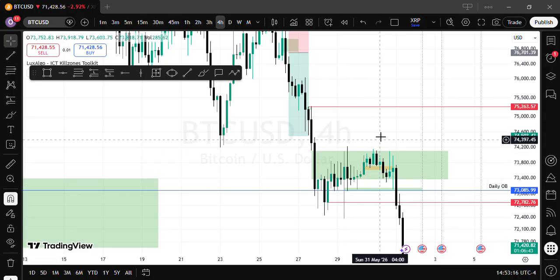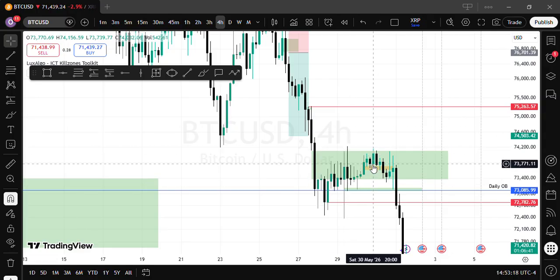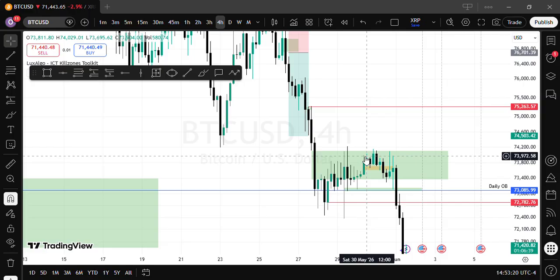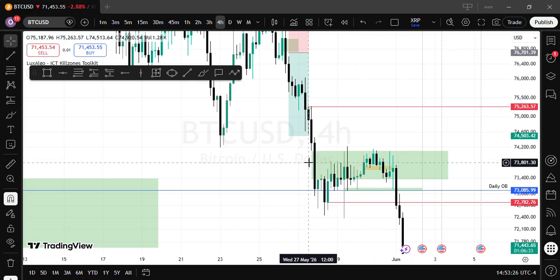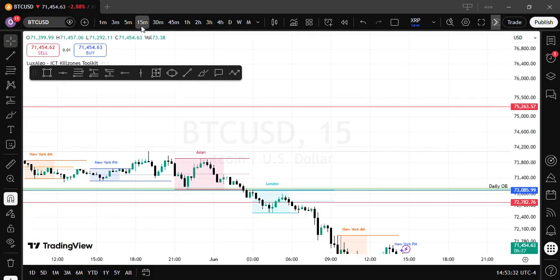I was like, okay, take this reverse fair value. If price closes above this fair value gap, take it as a reverse fair value gap, buy to here, and then continue selling. That was my idea. That was what I was expecting, right? But that was not what happened.